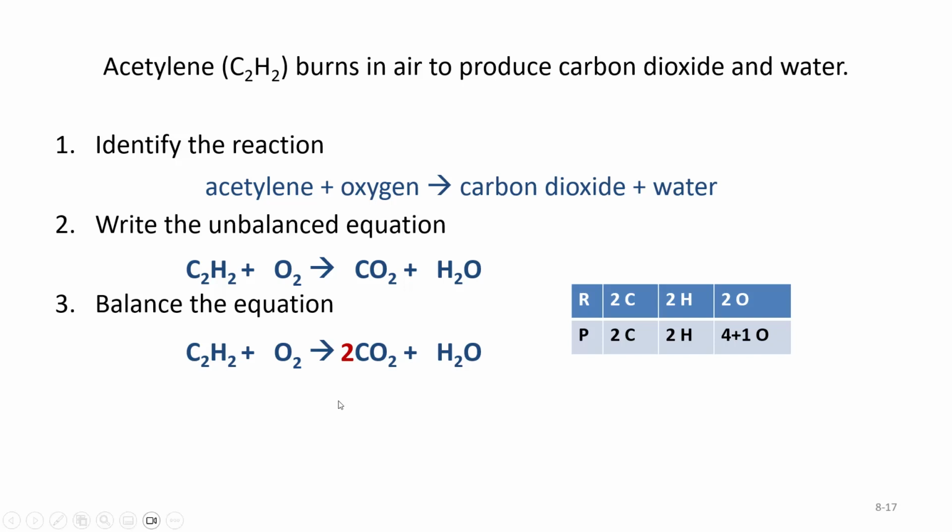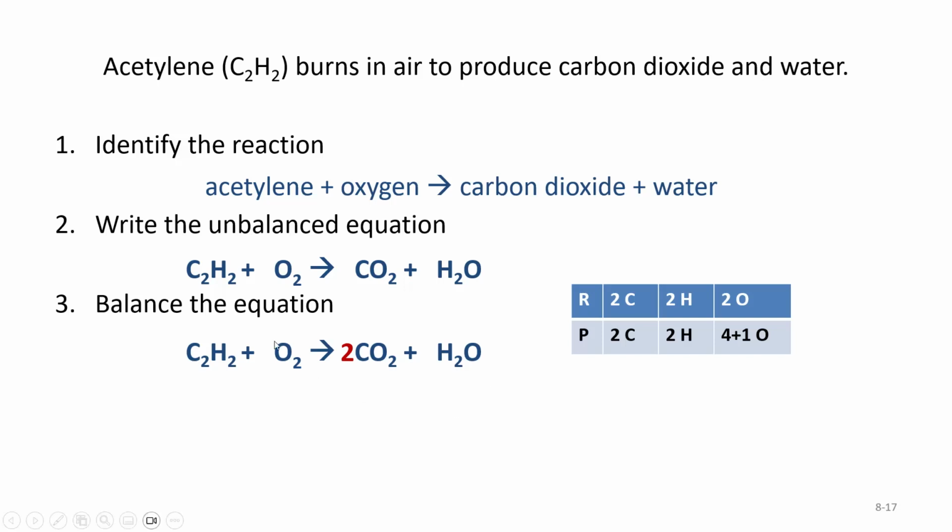Then we switch to hydrogen. We have 2 hydrogen and 2 hydrogen. So hydrogen appears to be balanced. Now we're going to switch to oxygen. We have 2 oxygen over here, and we have 2 times 2 gives us 4, plus 1 gives us 5 oxygen over here. That's an odd number.